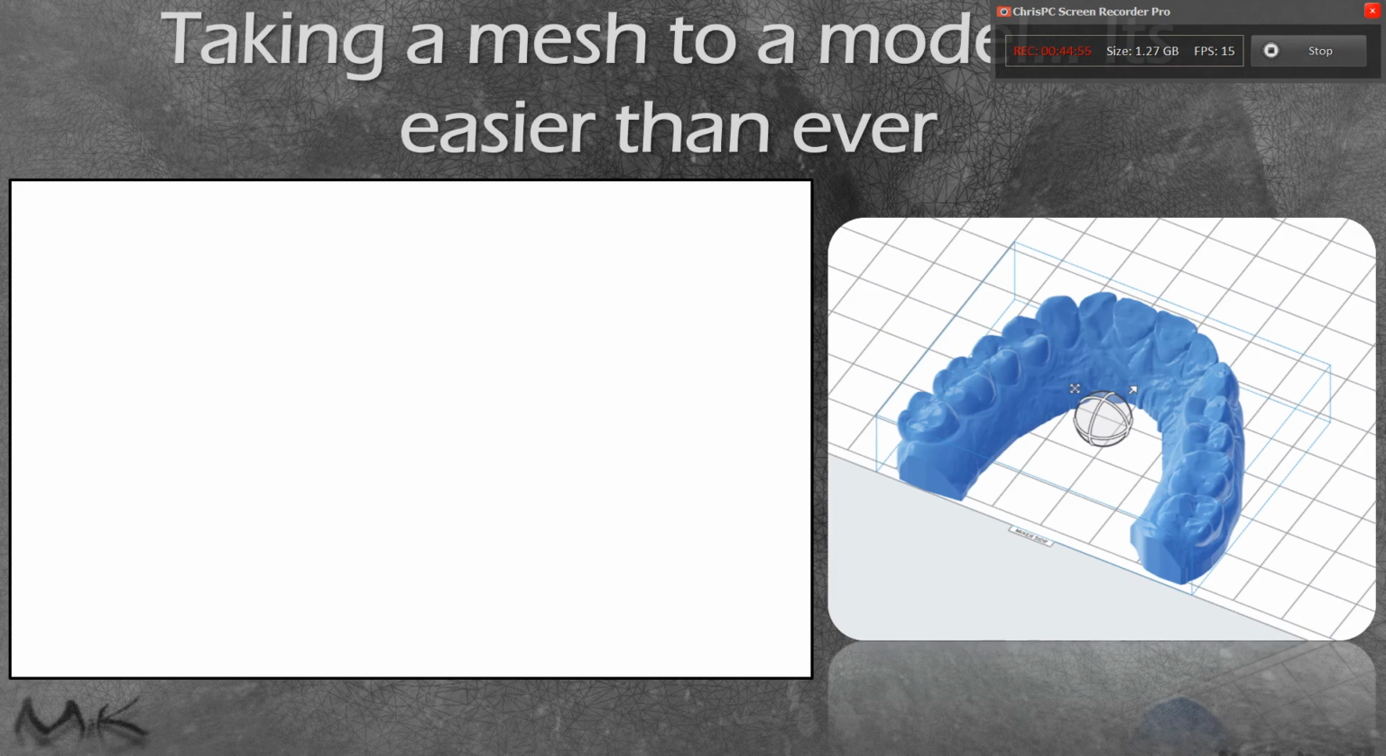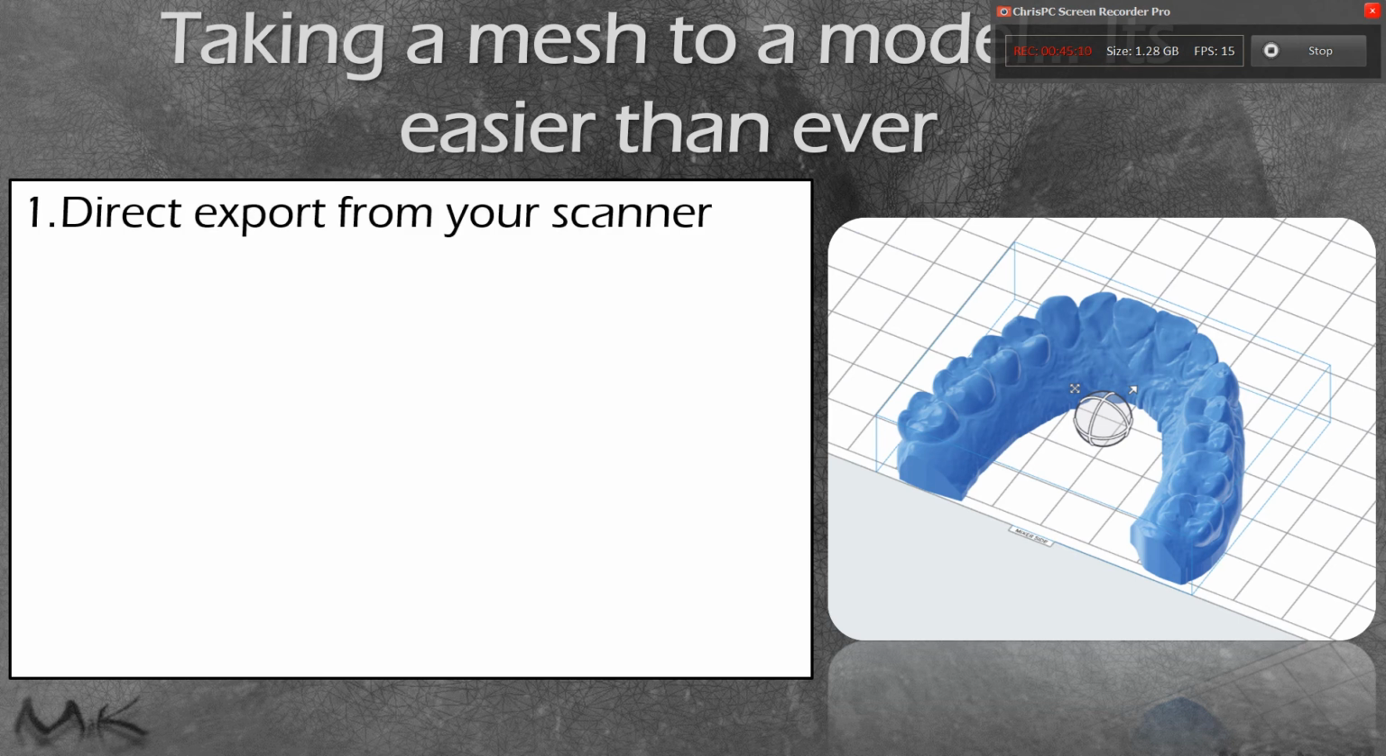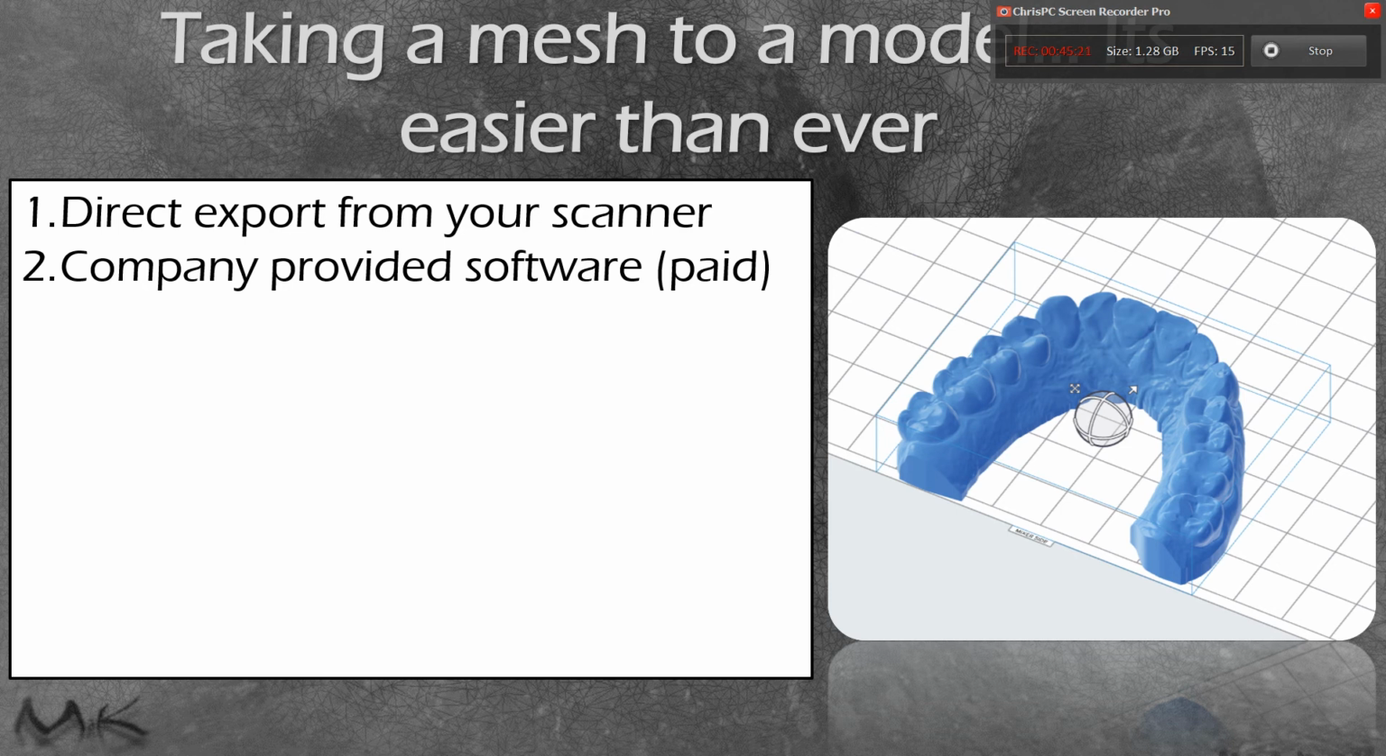So when we get a scan though, it's not like we can just take that scan and instantly print a model. We have to take that mesh framework and convert it into something that our 3D printer can read. So it's very easy nowadays though. Some of the scanners, I believe Planmeca is one of them, have a direct export that has a printable 3D STL file. You can pay for additional software from companies like Dentsply Sirona, 3Shape, and other software companies, and they have the ability to create a meshed model for you that's 3D printer ready.